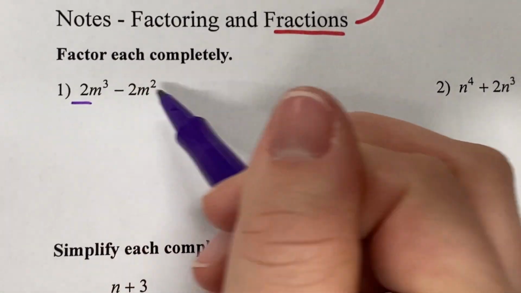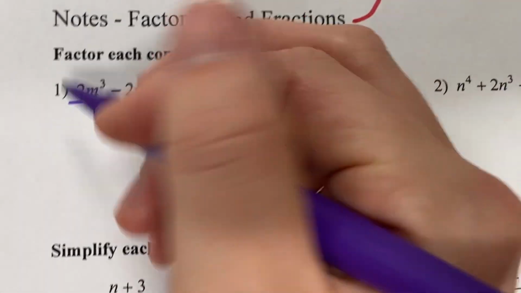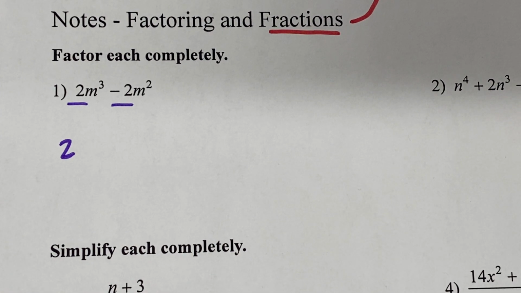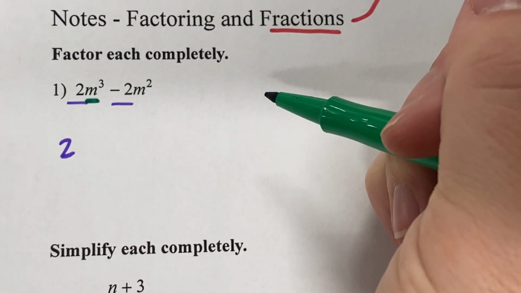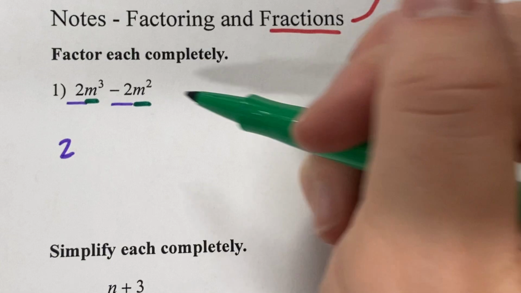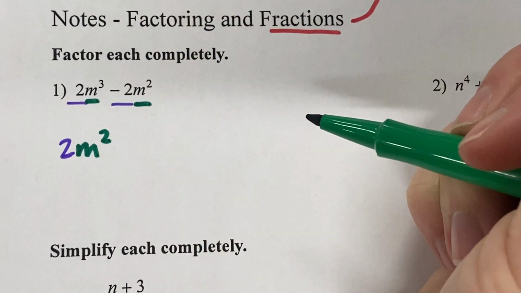I have 2 and -2. Well, that's not too hard. I know that they have a 2 in common. I can factor out a 2. Then we look at our variables. I have 3 m's right there, or m cubed, 2 m's right there, m squared. Remember, we can take the lower amount out, so I can factor out m squared.